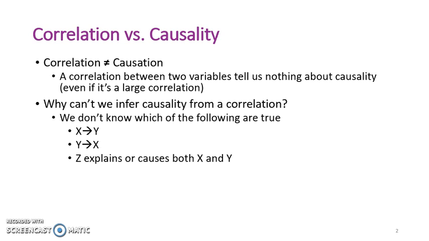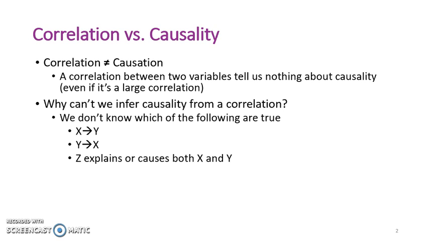Now that we have covered null hypothesis significance testing for correlations, I want to stress this important point. It has to do with the interpretation of a correlation. Correlations do not equal causality. Even if the correlation is really, really large, that tells us nothing about causality. Why? Well, there are many reasons.